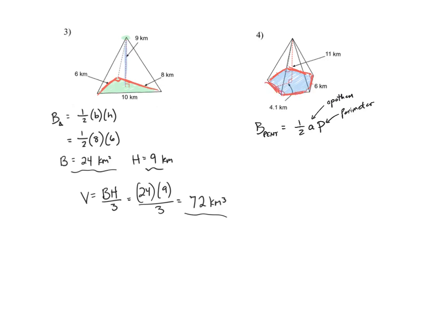All right. So if each side is 6, that's 6, 6, 6, 6, 6. That's 5 6s for the perimeter. So our perimeter should be 5 times 6, which is 30. And our apothem, or however you say it, is the section that's perpendicular to a side, and that has a length of 4.1.